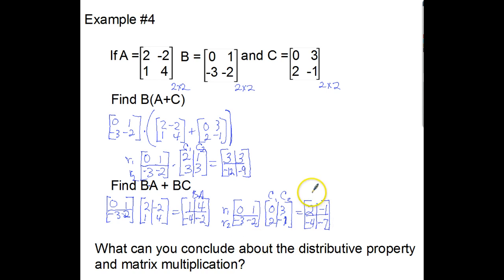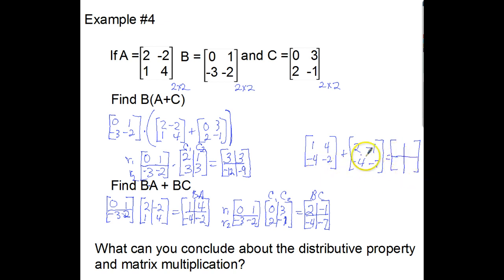Okay, this is BC. Now it wants me to add these two answers, so I take the BA answer, which is 1, negative 4, 4, negative 2, and I add to that the BC answer, 2, negative 4, negative 1, negative 7. And a 2 by 2 plus a 2 by 2, remember with addition and subtraction, they have to have the exact same dimensions to be able to do it, and the answer has the exact same dimensions as the problem. A 2 by 2 plus a 2 by 2 yields a 2 by 2.